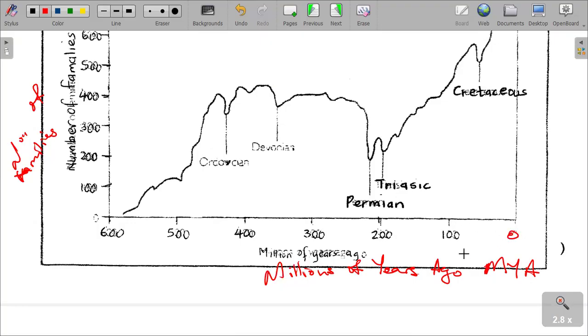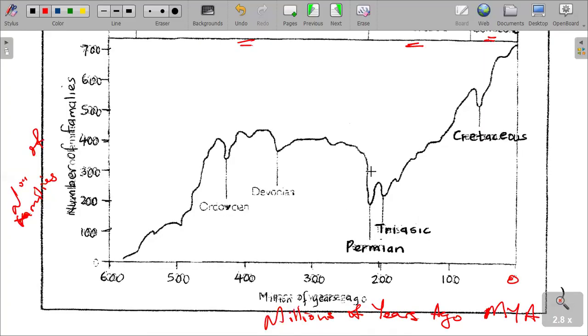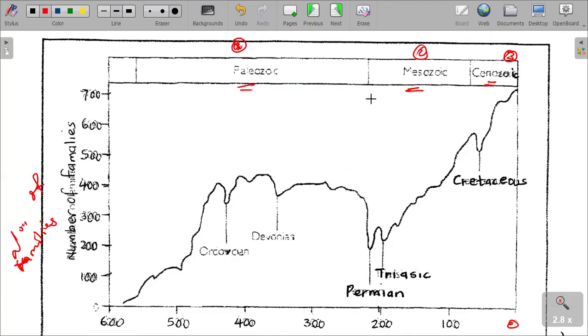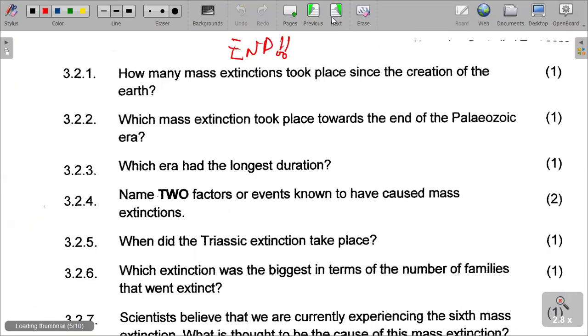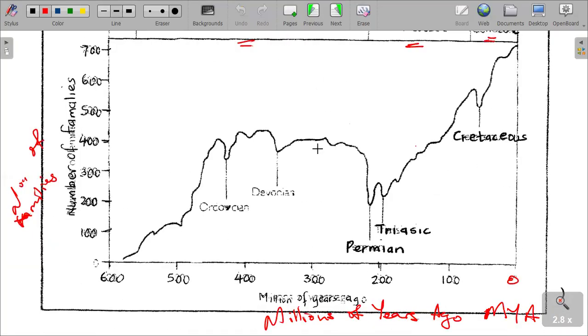So let's just quickly see the questions and answer them. What does the question say? How many mass extinctions took place since the creation of the Earth? How many mass extinctions took place since the creation of the Earth? We can look at them.